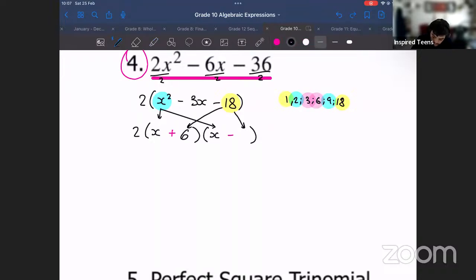So I'm going to put 6, 3. In that case, it's not going to work because I'm going to get plus 6x minus 3x, which gives me positive 3x. I need negative 3x. Remember, when you run into that issue, it just means you need to swap your factors.